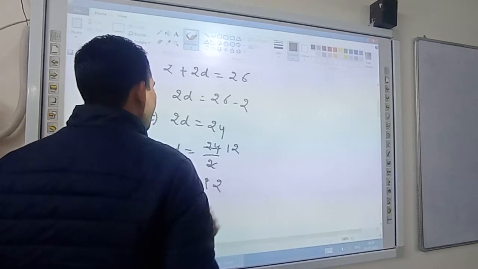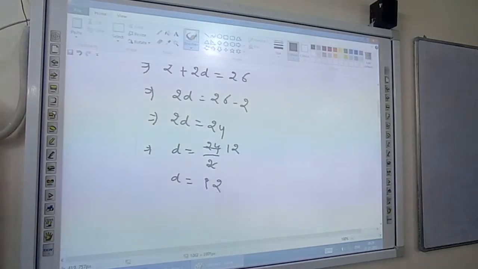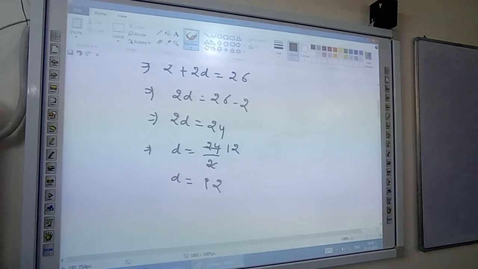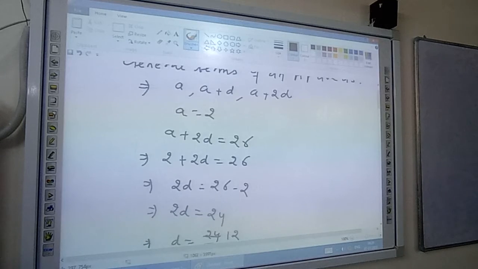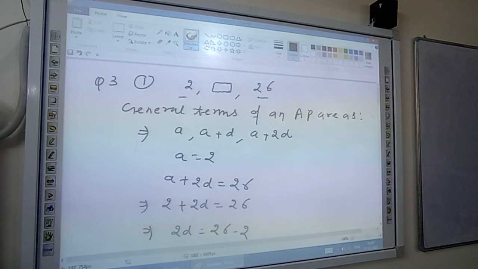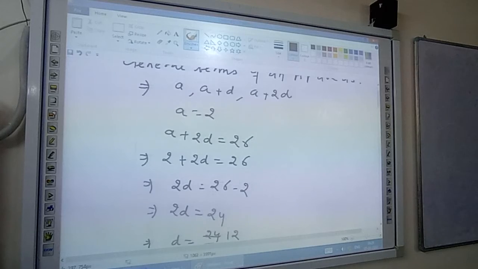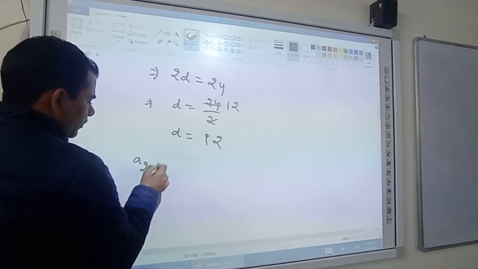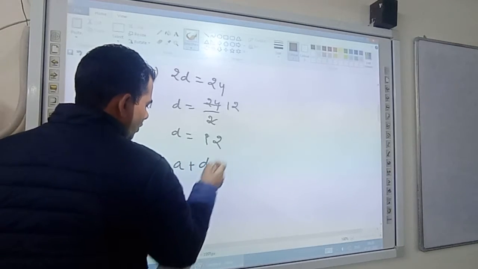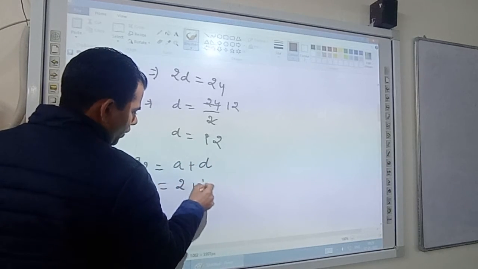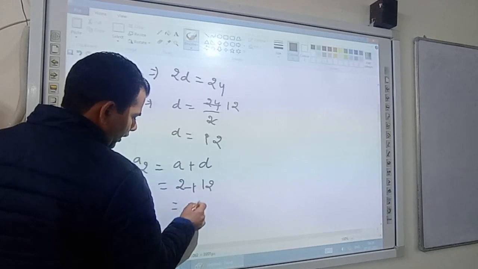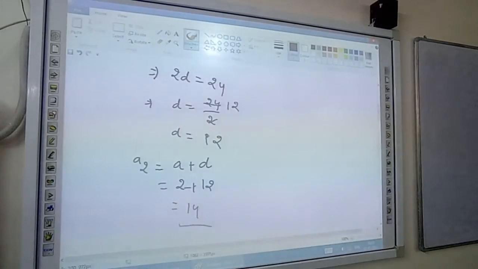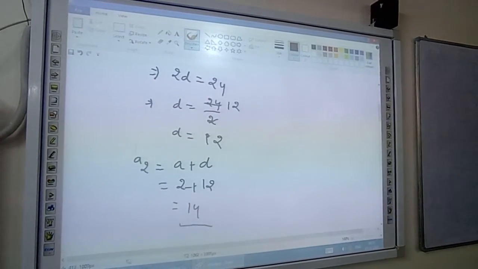Well, now a is 2 and d is 12. Now you can find the second term, the missing term, that is a plus d. Can you find it? 14. Yes, sir, the second term is 14. A plus d, what is a? A is 2 and d is 12, that is 14. Any doubt, any problem? No, sir. Good.